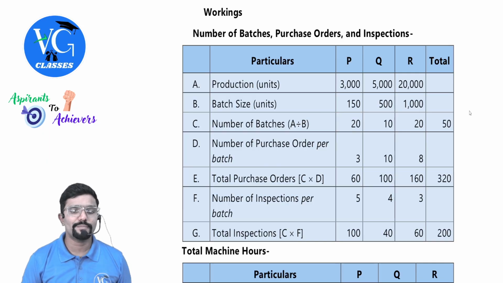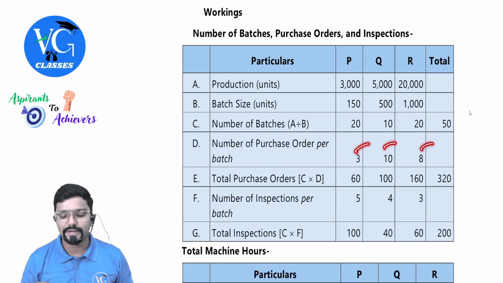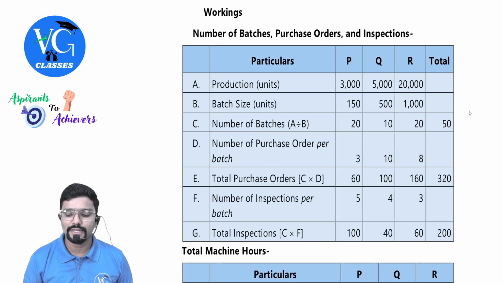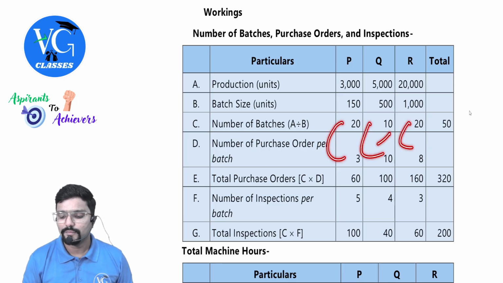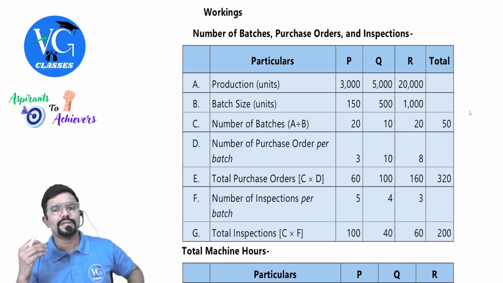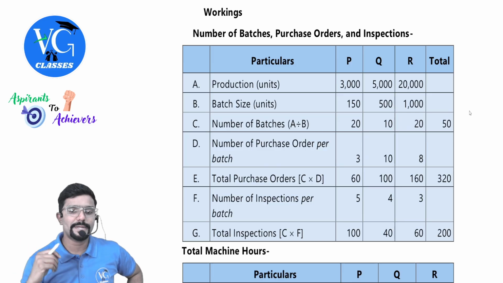Number of purchase orders per batch: 3, 10, 8. Can we calculate the total purchase orders? Yes. Multiply: 20 into 3, 10 into 10, 20 into 8.